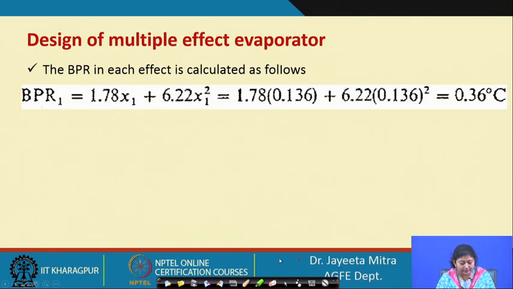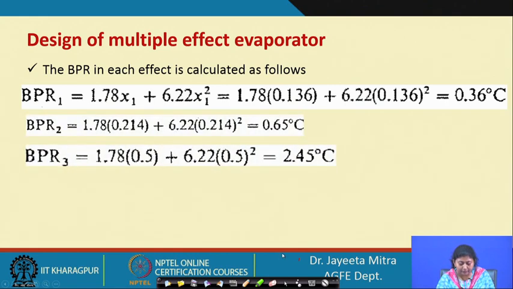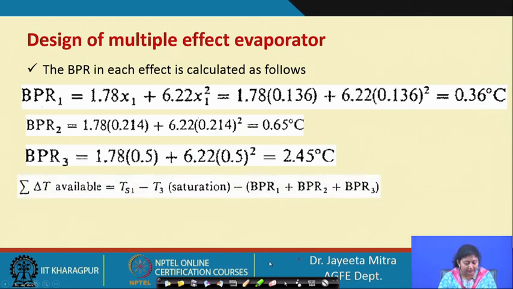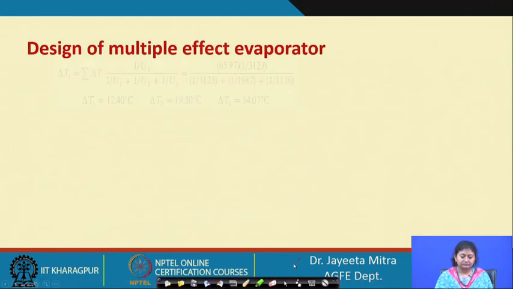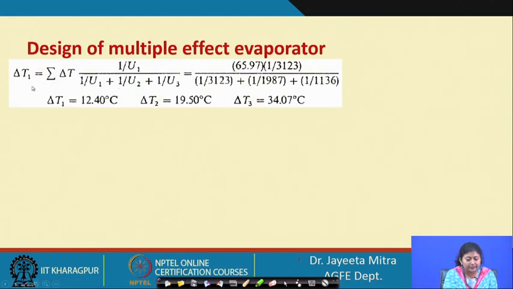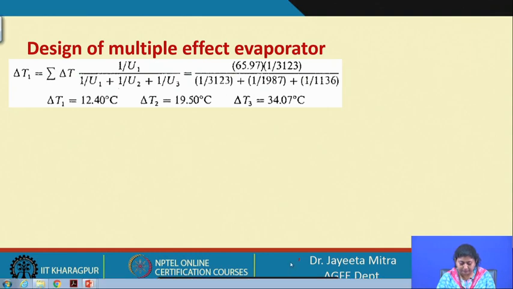Boiling point rise we will use in this equation to find the boiling point rise in each of effects 1, 2 and 3. And finally, delta T available that we are getting will be Ts1, the saturation temperature of the steam entering the first effect, minus T3, that is the saturation temperature, minus all 3 boiling point rises. Then we know that delta T1, the temperature difference in the first effect, will be summation delta T times 1 by U1 over 1 by U1 plus 1 by U2 plus 1 by U3. All these are given values. Similarly, delta T1, delta T2 and delta T3 we will calculate.